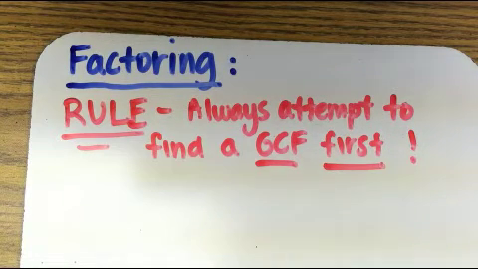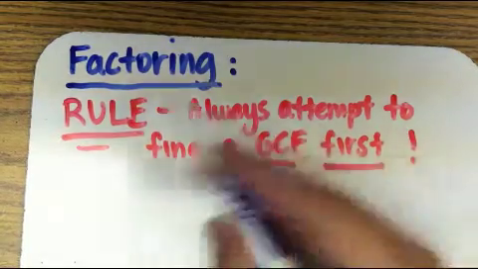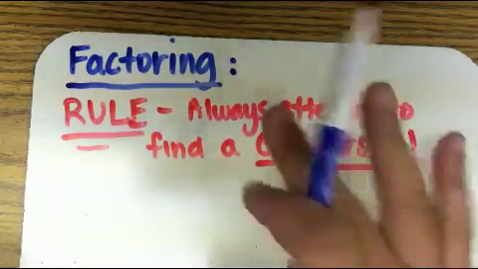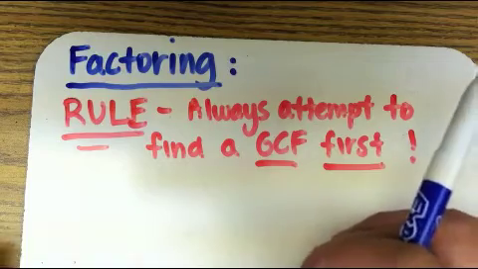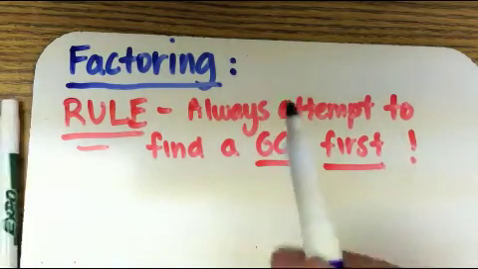Now, will you always have a GCF? For example, can you find a number between 2 and 7? No. Other than 1, of course, but 1's irrelevant at this point. So, again, always try to find a GCF first, and that's what we're going to practice on right now.